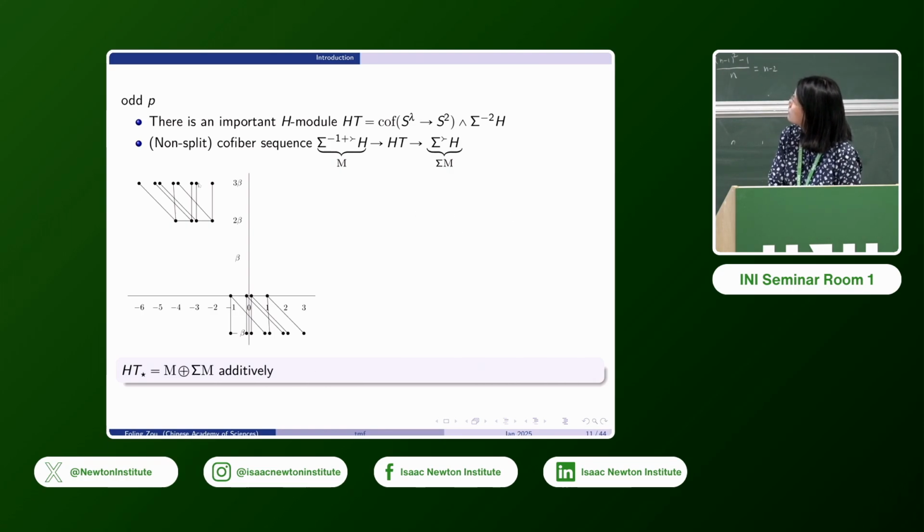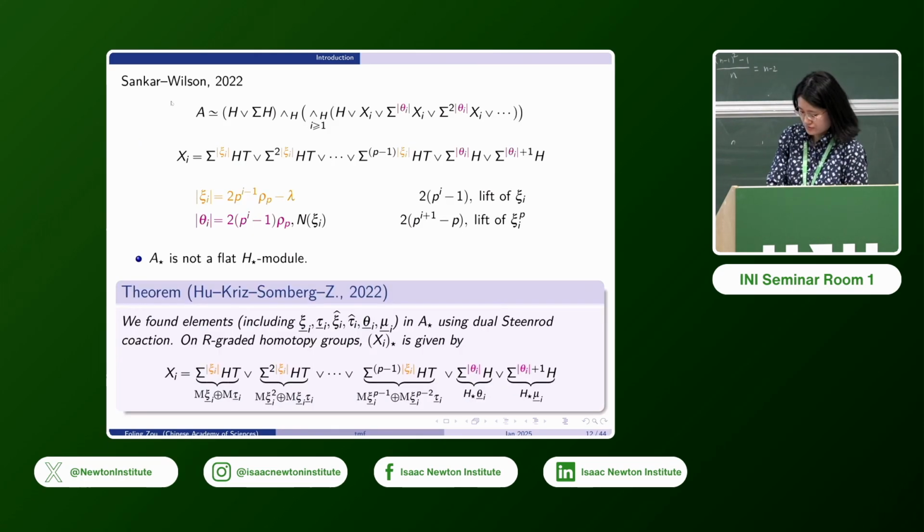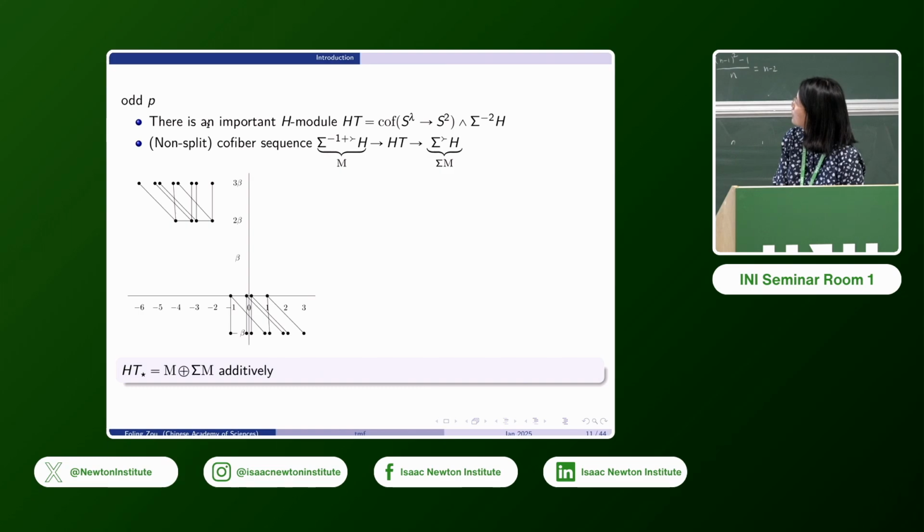So equivariantly for odd p, we need some setup to explain what the dual Steenrod algebra is. There is an important H-module HT showing up, which is the cofiber of S^lambda mapping to S^2, and then we desuspend twice. So what is this map? This map is actually the negative cone point, and it's a map that wraps this sphere p times around this sphere, which is non-equivariantly of order p and equivariantly non-trivial.